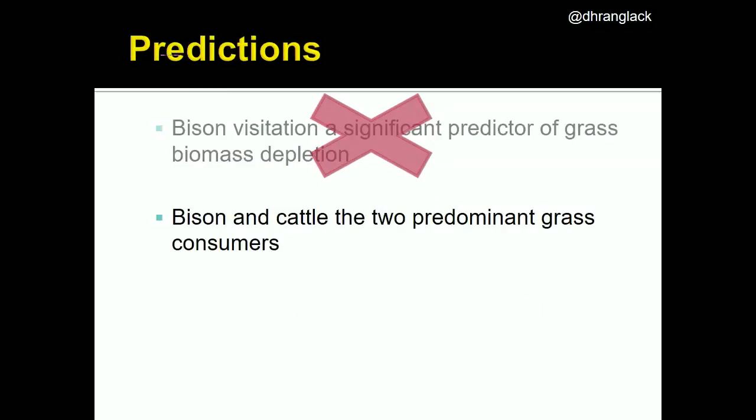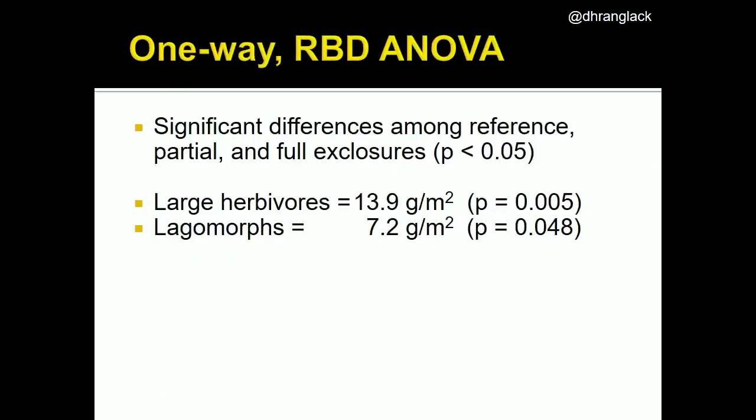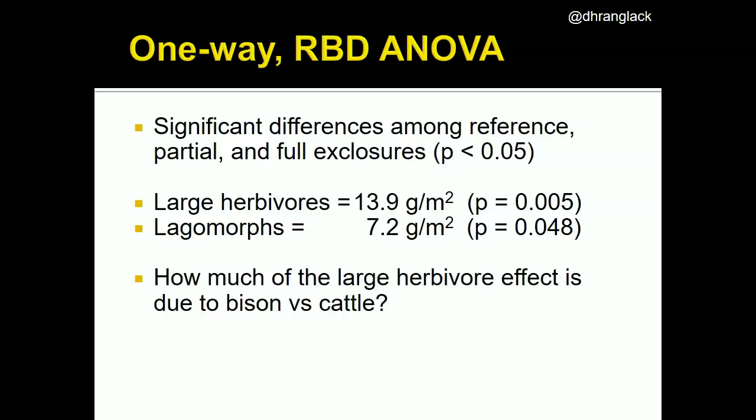Our second prediction was that bison and cattle would be the two predominant grass consumers. So here we used a one-way randomized block design ANOVA to control for differences among the sites. And what we found was significant differences among the reference, partial, and full exclosure types. Essentially, the large herbivores are accounting for almost 14 grams per square meter of grass consumption, where our lagomorphs are accounting for 7.2 grams per square meter. Both of those are significant.